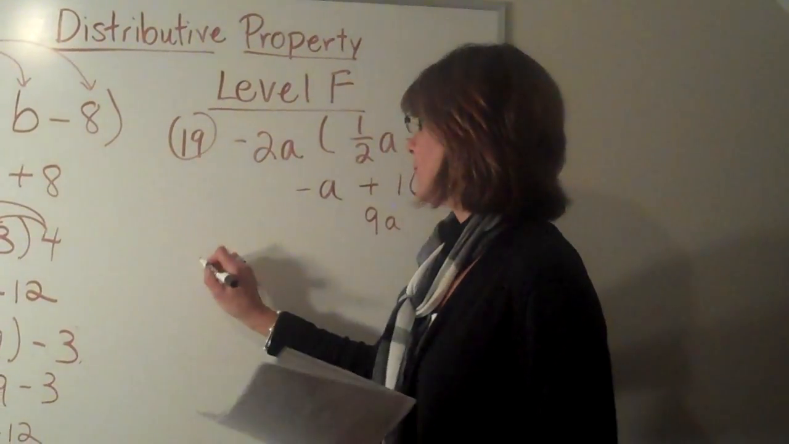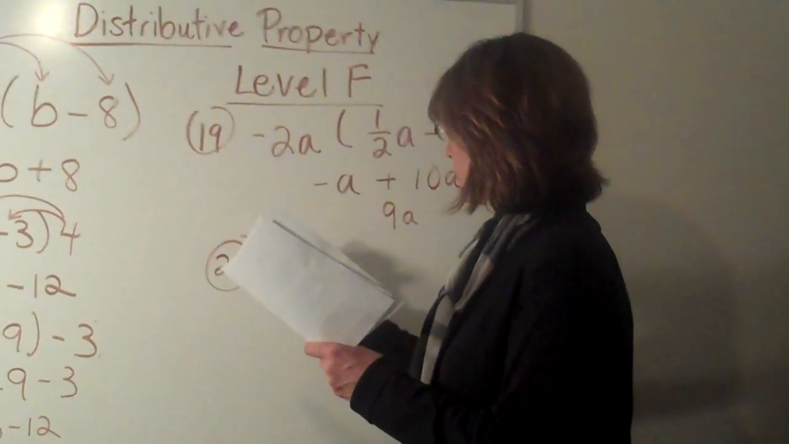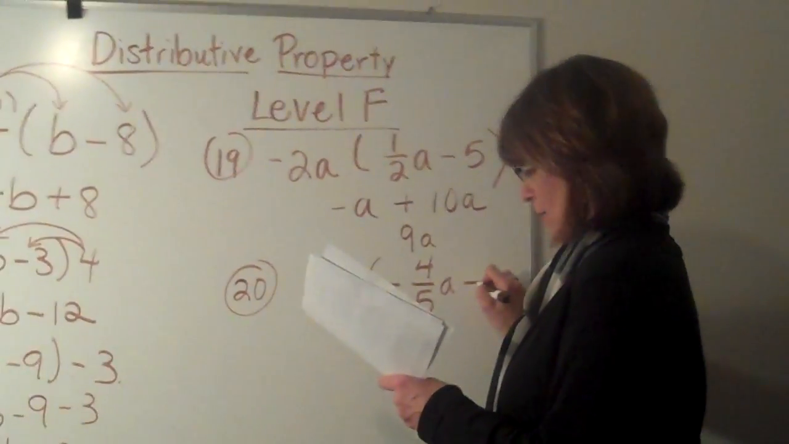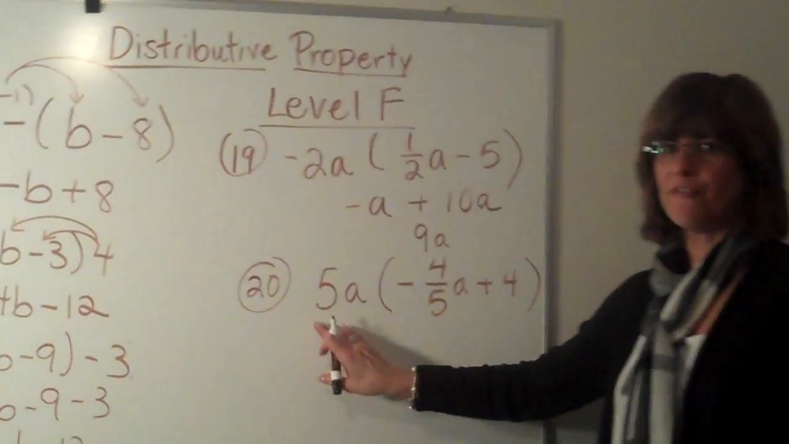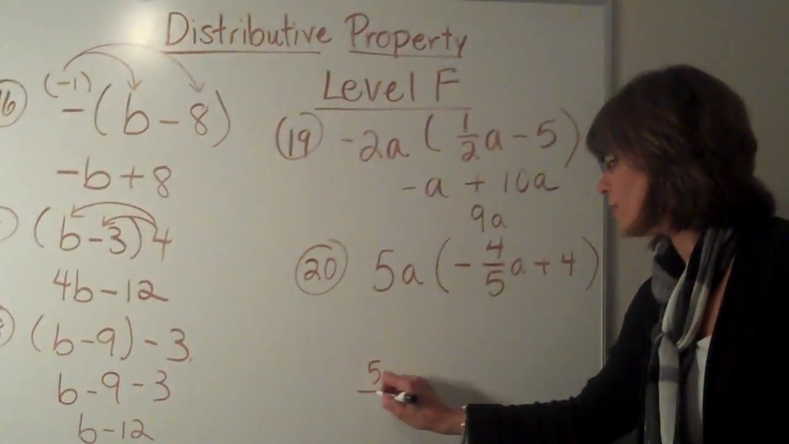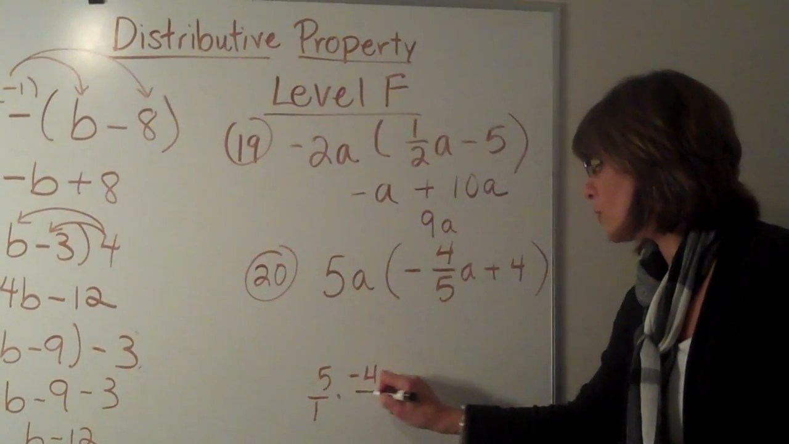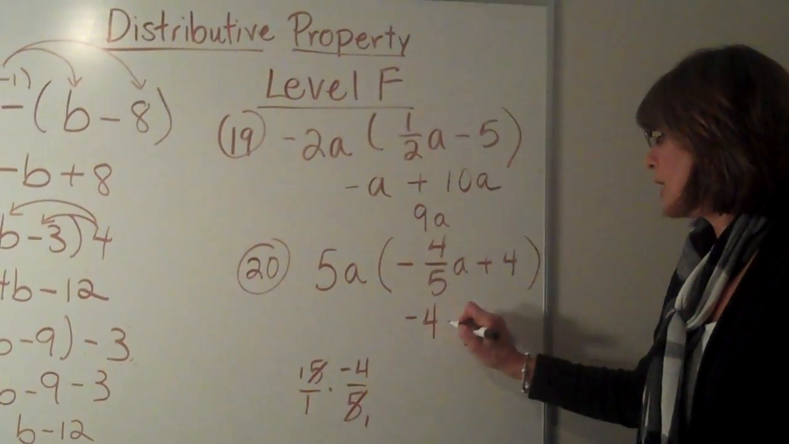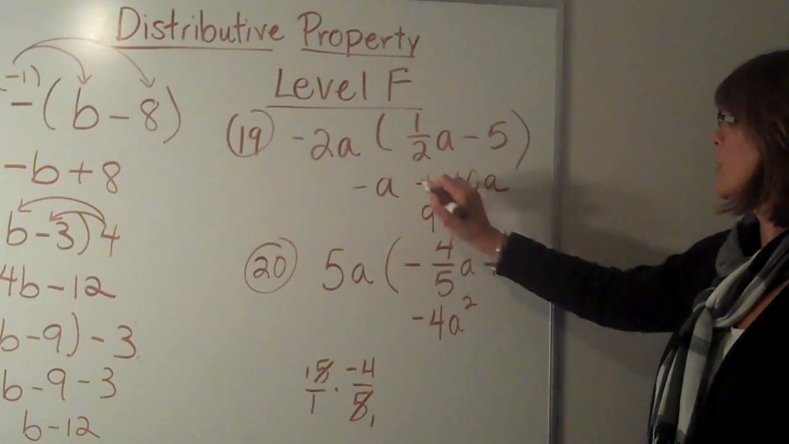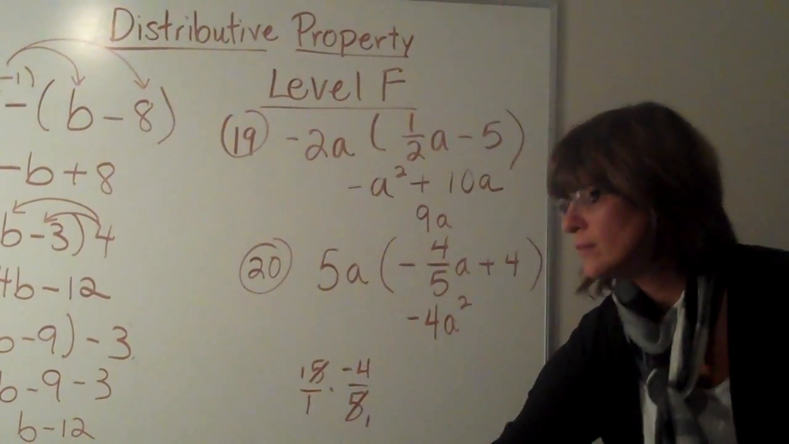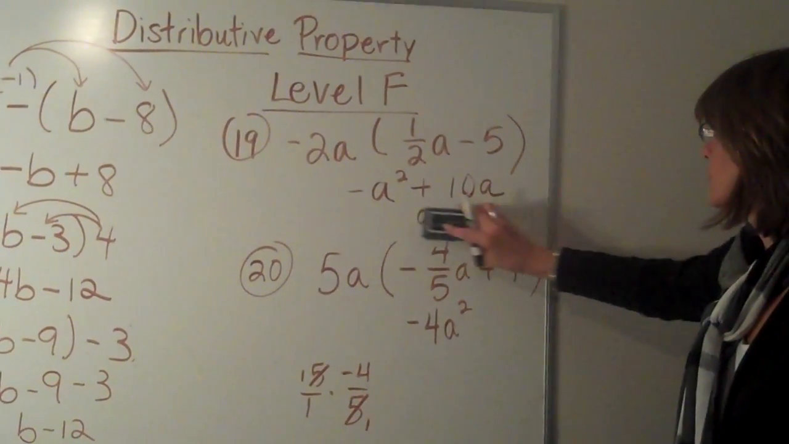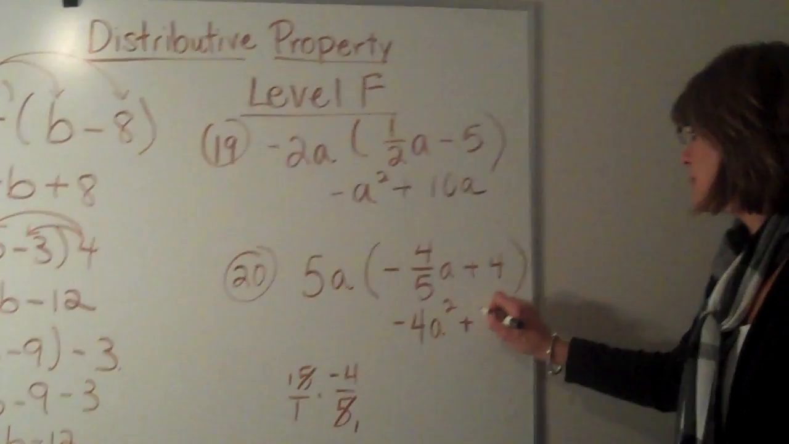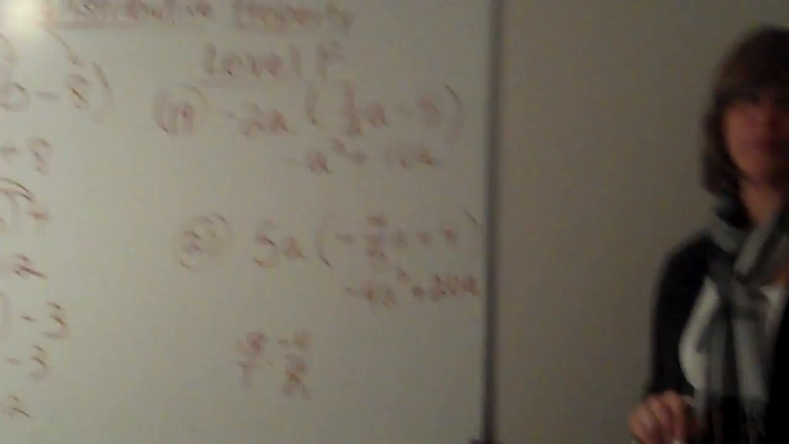Okay, and then the last one, another fraction for us to practice. 5a times (negative 4/5 a plus 4). So I have 5 times negative 4/5 would be 5 over 1 times negative 4 over 5. Reduce, reduce, and you get negative 4a squared, because, oh, over here it should have been a squared too. I'm sorry, I missed that. So you can't combine those. And so negative 4a squared plus 20a. And that would be your final answer there.